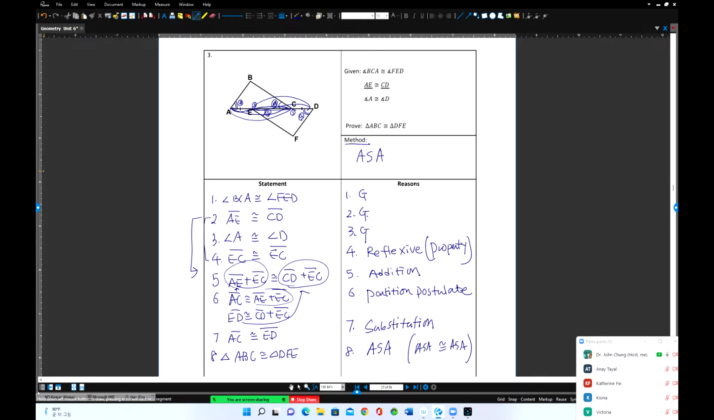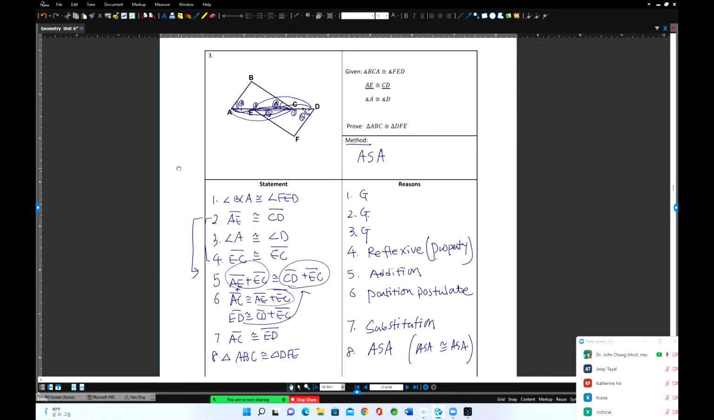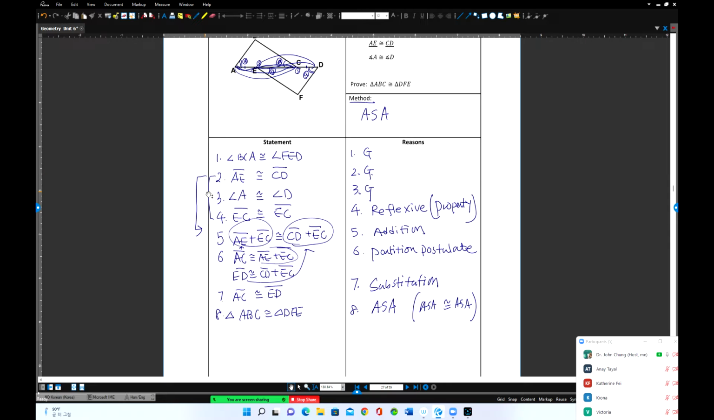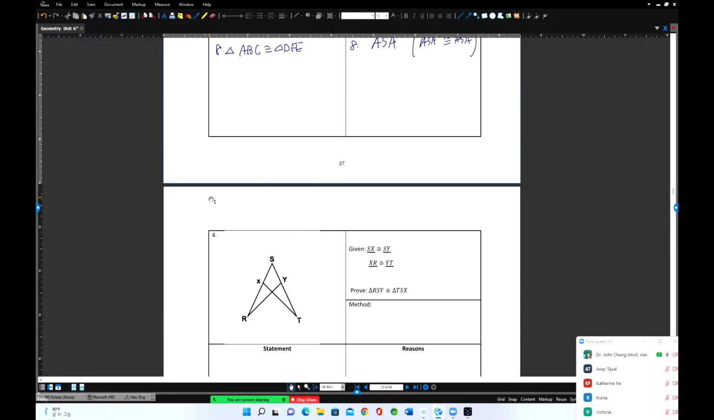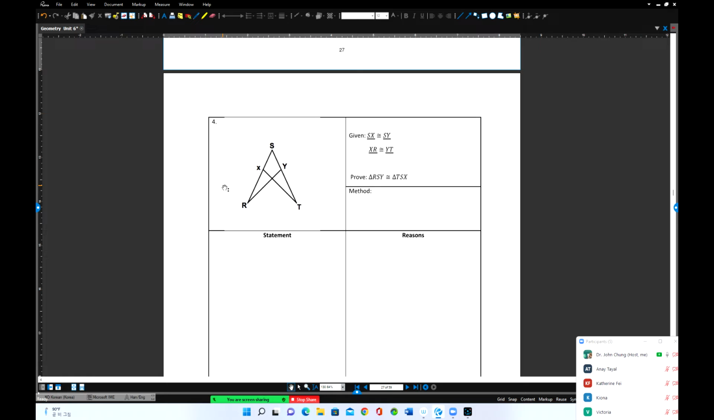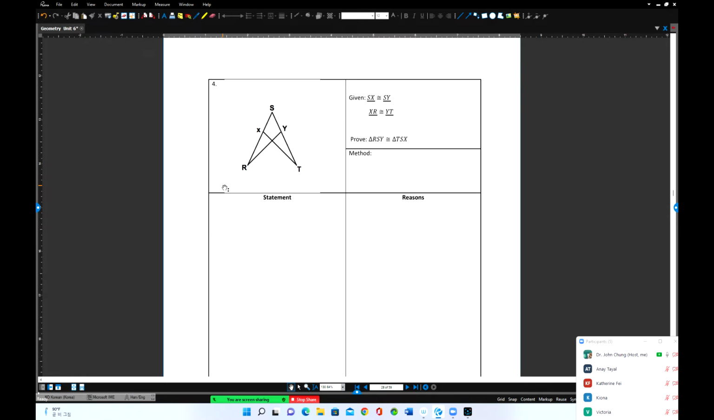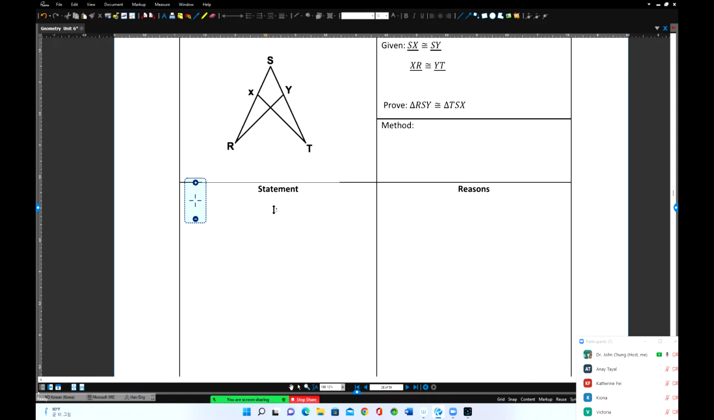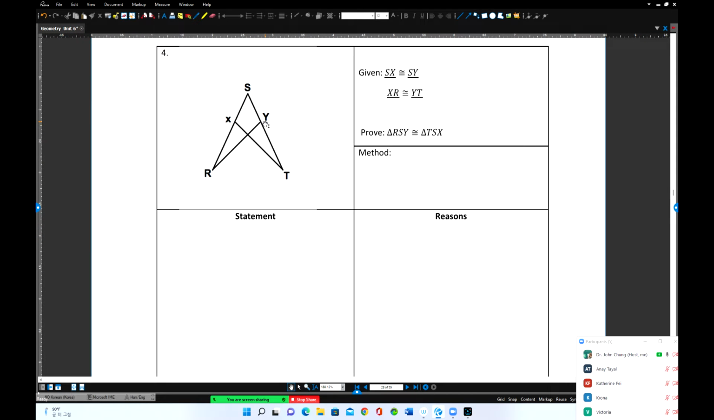Can you guys figure out the number 3? Alright, the next one, we work together. This one, actually, we need to separate the triangles. It's a little hard to figure out. That's why it's better to avoid this, the figure is a little bit messy, right?